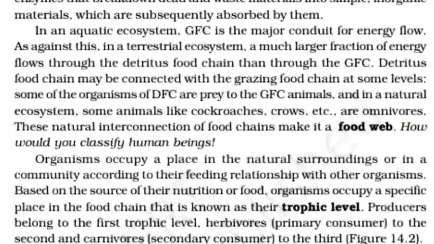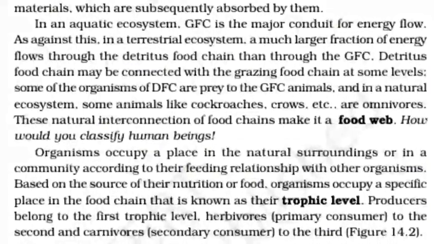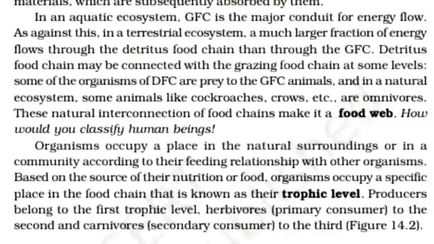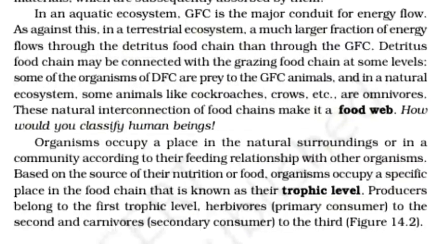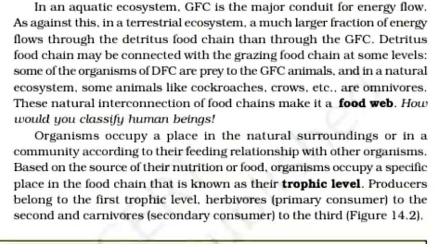In a natural ecosystem, some animals like cockroach, crow, etc. are omnivorous. This natural interconnection of food chains makes it a food web. How would you classify human beings?